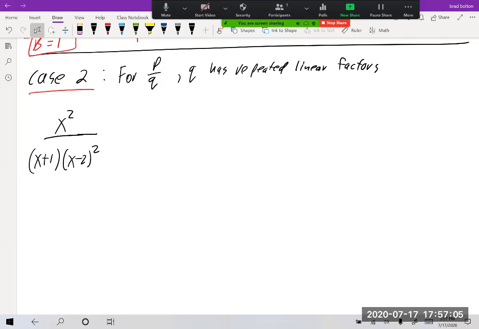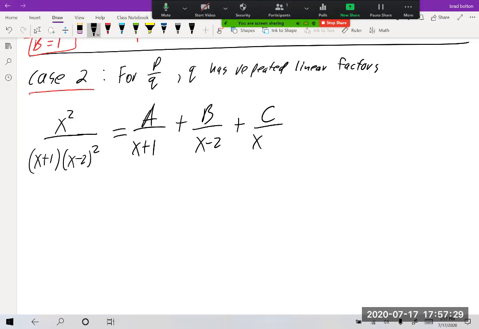Case 2 says for P over Q, Q has repeated linear factors. So as you can see right here, this is x minus 2. So x minus 2 occurs twice because it's x minus 2 times another x minus 2. So when you account for this in partial fraction decomposition, you have to do a over x plus 1 plus b over x minus 2 plus c over x minus 2 squared.